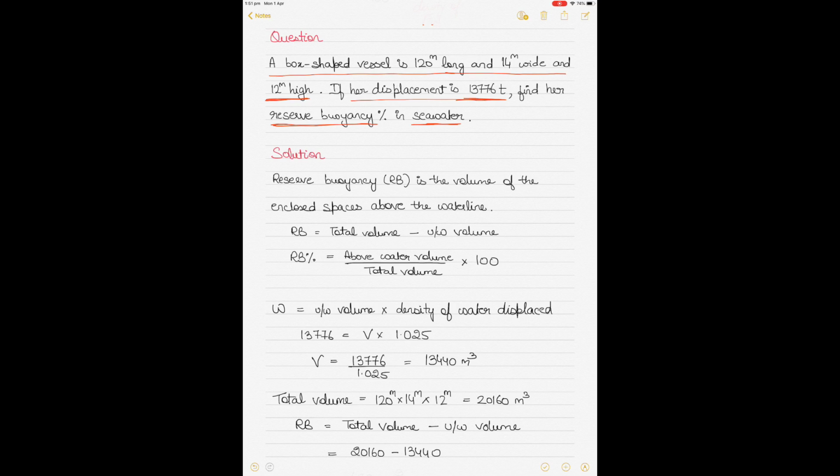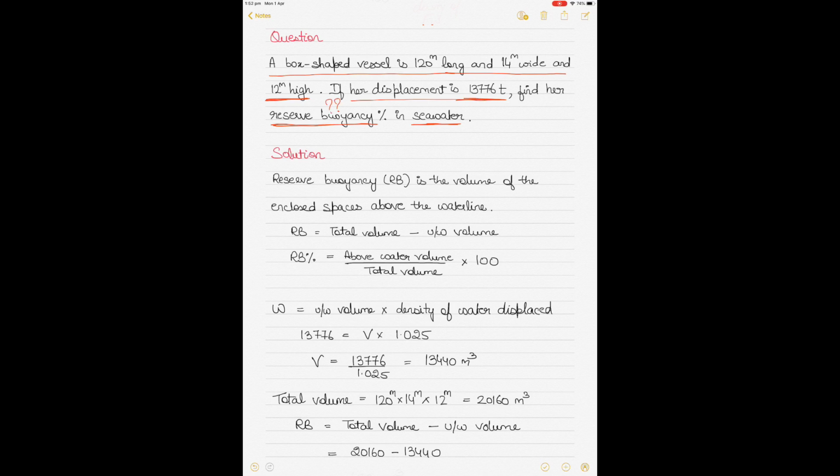The formulas are given in the book, or your lecturer might give it to you in the exam, or you might have to memorize it. I'm not sure how it works, but once you get the values and you understand the meaning, it's just a matter of putting the values in the formula. Alright, so the only term here that we don't understand is the term reserve buoyancy.